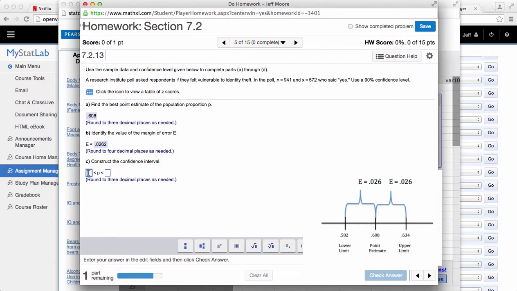The confidence interval, then, we've already constructed. So what we'll do is put the lower limit that we found in the first box and the upper limit in the second box. We're to round to 3 decimal places, so we'll call this 0.582 for the lower limit, and then 0.634 for the upper limit.